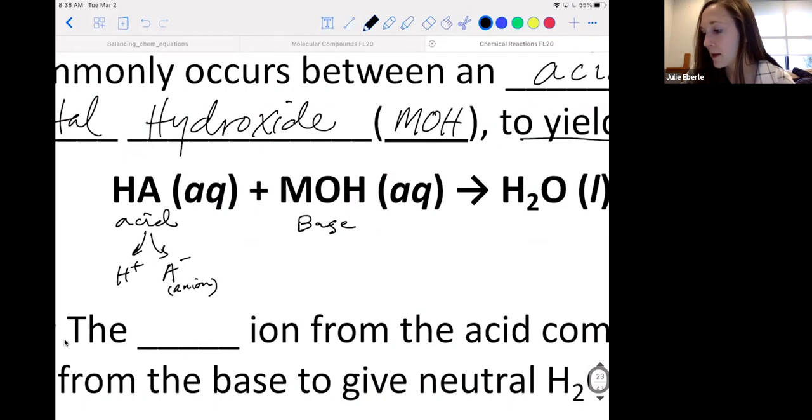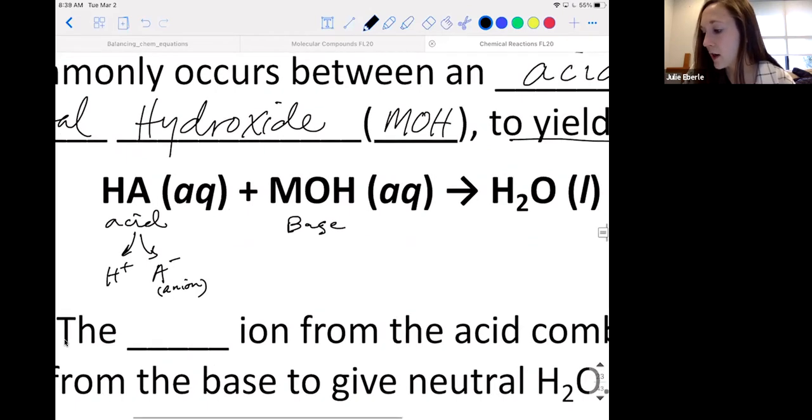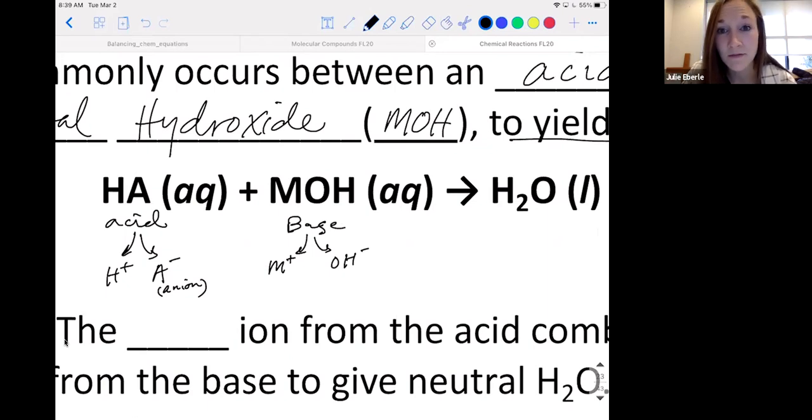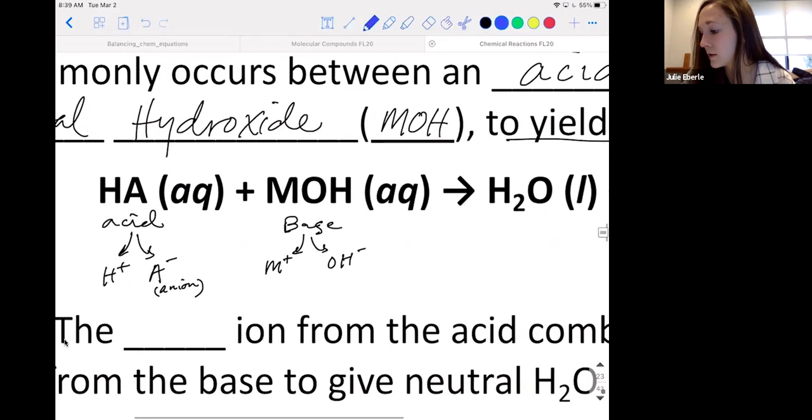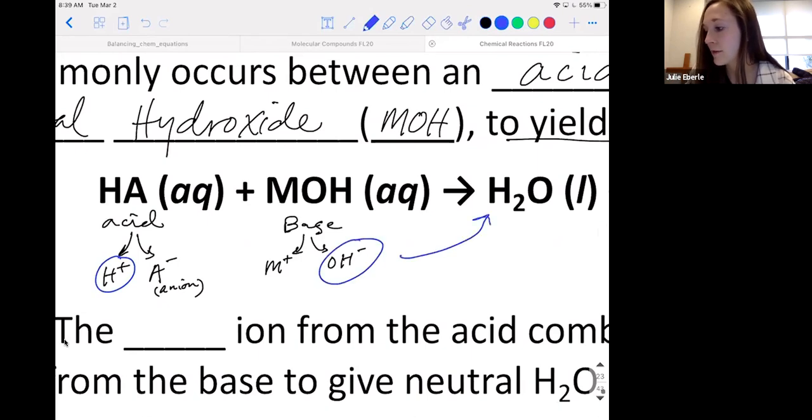Right? So the base is going to also break apart. It's aqueous, and this is what they do. They dissolve. You're going to have the metal cation and the hydroxide anion. And then things are going to rearrange just like a double displacement reaction, right? So your H plus and your OH minus, these are going to come together. What does that make? Water, H2O.